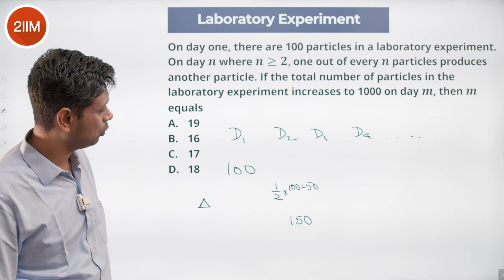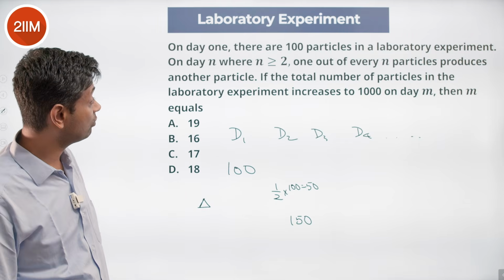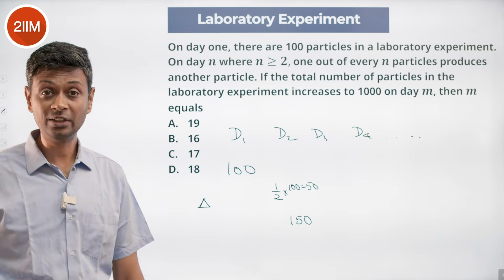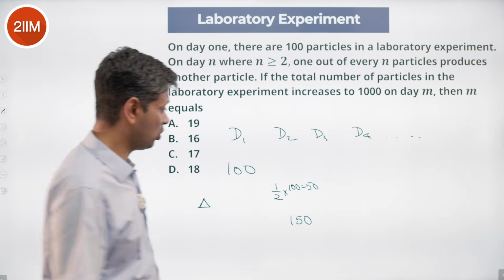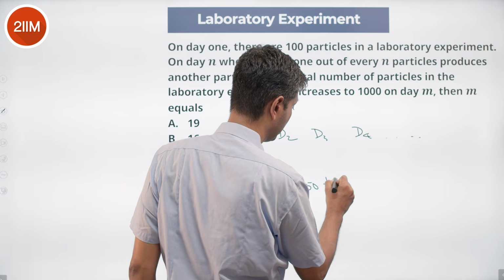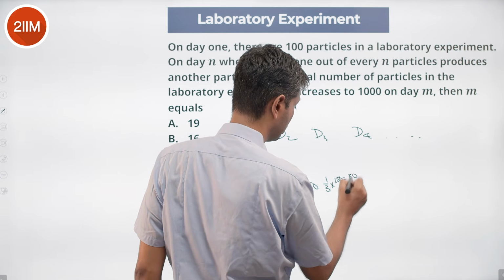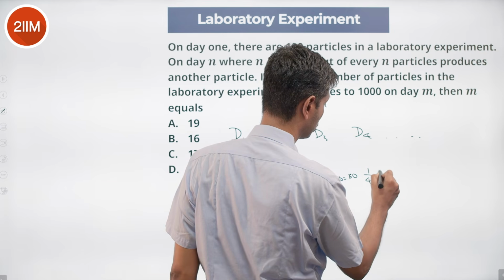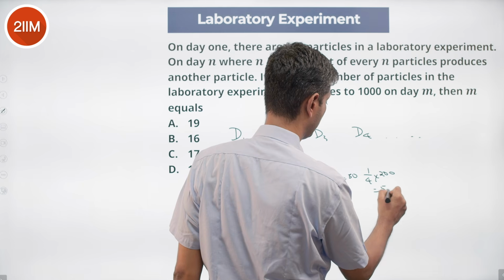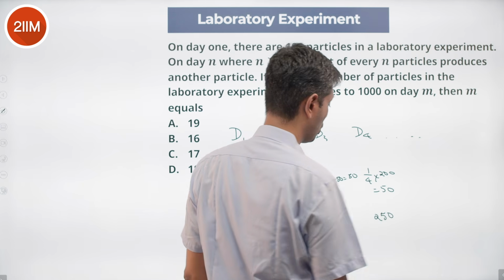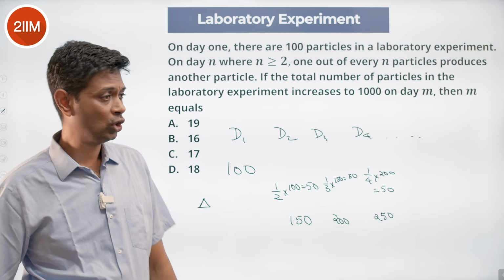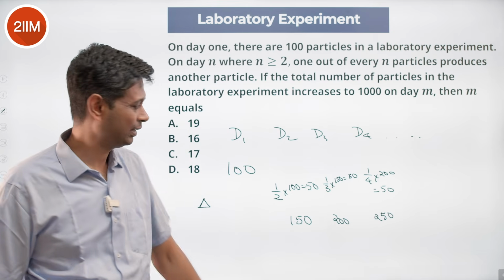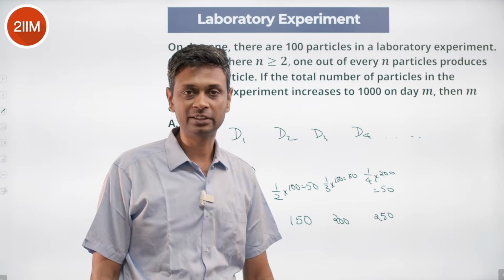Nice. What happens on day 3? We have 1 by 3, 1 by n. When n is 3, 1/3 of particles get added. What gets added? 1 by 3 into 150, which is 50. This becomes 200. Day 4, what gets added? 1 by 4th of 200, which is 50. This becomes 250. 1 by 5 of 250, 300. 1/6 of 300, 350, and so on. Or, quite simply, every day 50 particles get added.